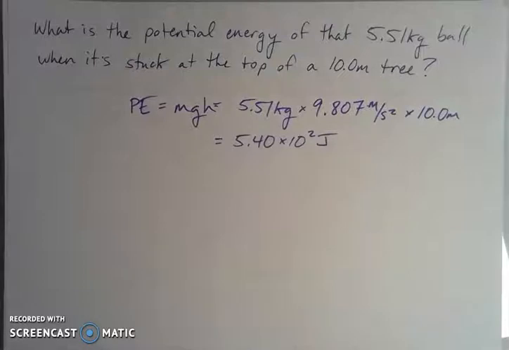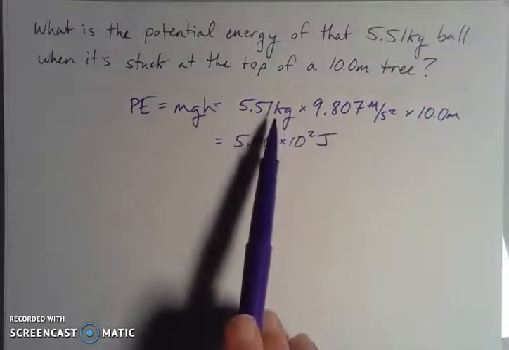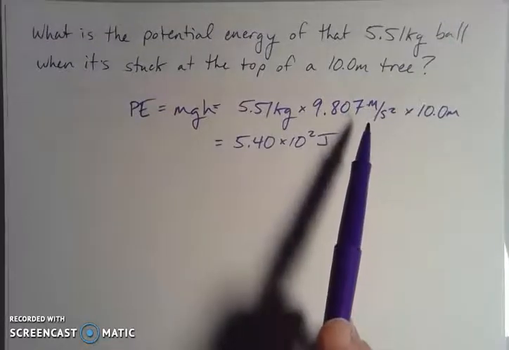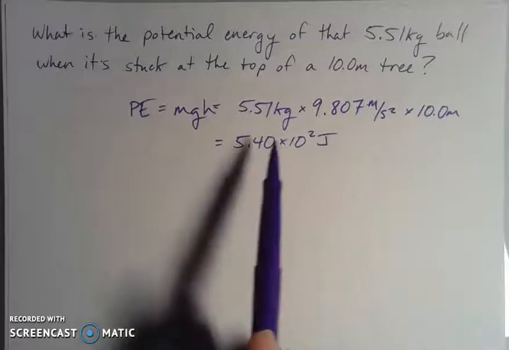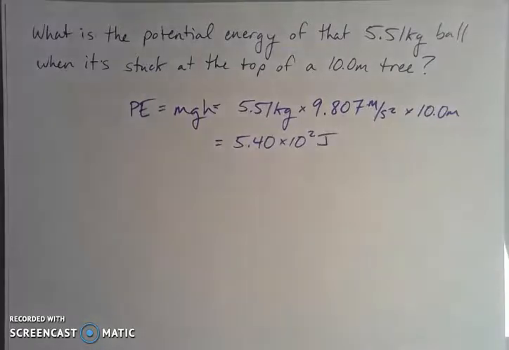If we analyze our units here and look at this setup, you're going to have kilogram times meter because of the height, times the acceleration from our gravity per second squared. So kilogram meter squared per second squared, which gives you a joule.